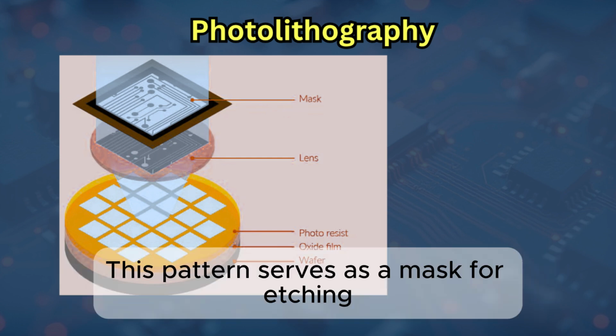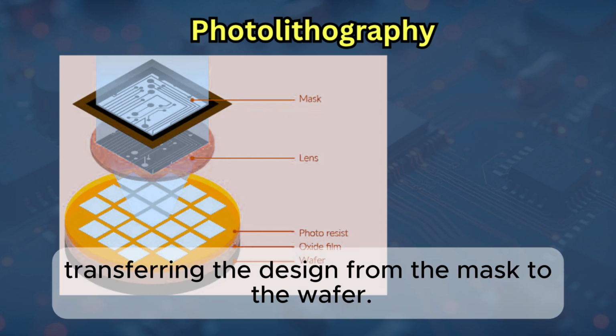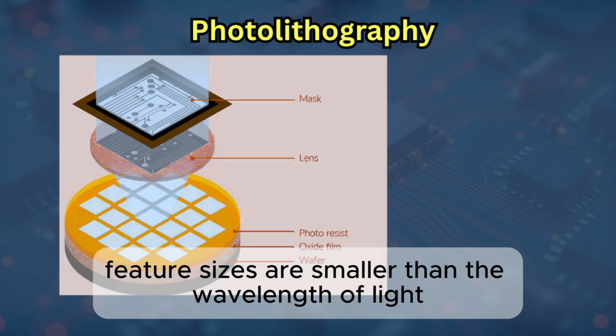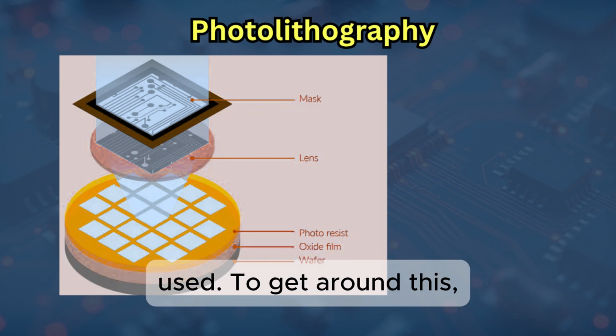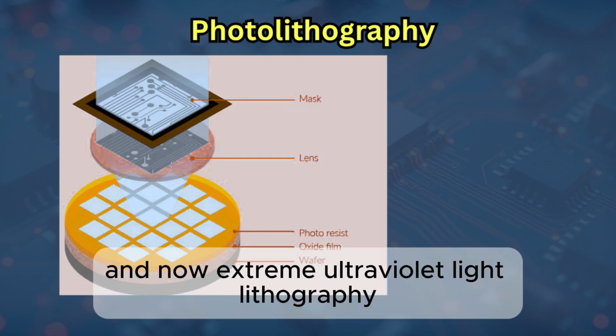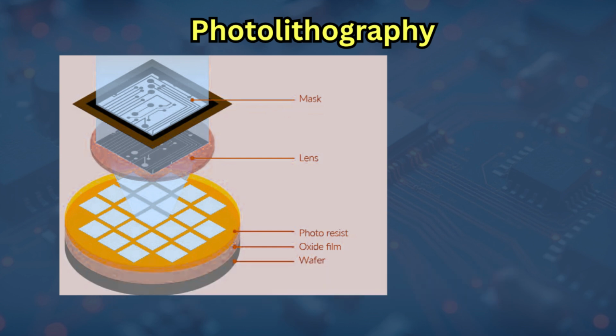This pattern serves as a mask for etching or ion implantation, effectively transferring the design from the mask to the wafer. Modern nodes push the boundaries of physics. At sub-7 nm scales, feature sizes are smaller than the wavelength of light used. To get around this, we use optical tricks, phase shift masks, multiple patterning, and now extreme ultraviolet light lithography with massive reflective optics and ultra-high vacuum chambers.